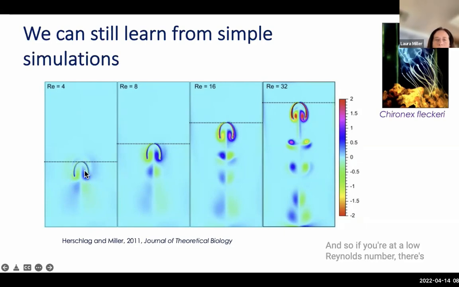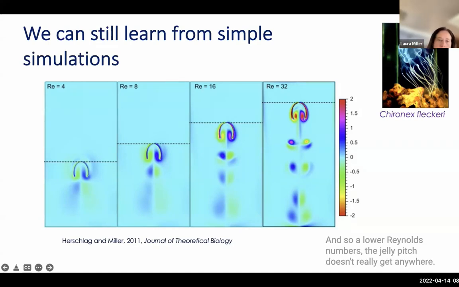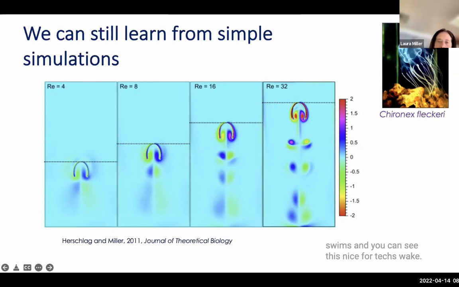If you're at a low Reynolds number, there's a reversibility of the flow. So when the jellyfish contracts, it moves forward, but when the bell expands, it moves backward. And so at lower Reynolds numbers, the jellyfish doesn't really get anywhere. And then as a comparison, if you bump the Reynolds number up to 32, it actually swims and you can see this nice vortex wake.